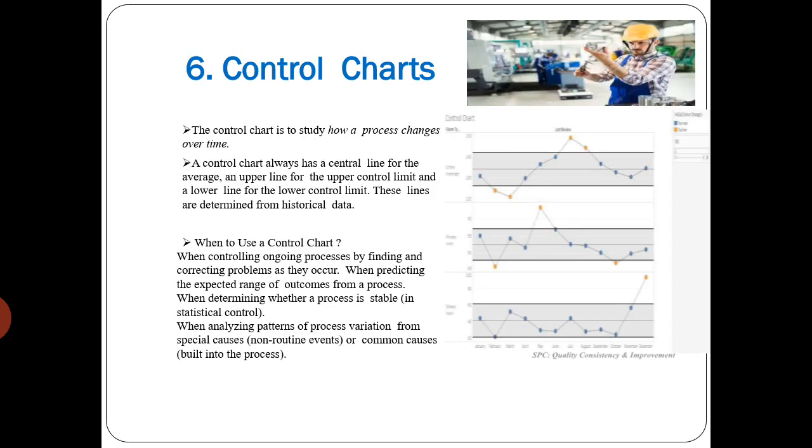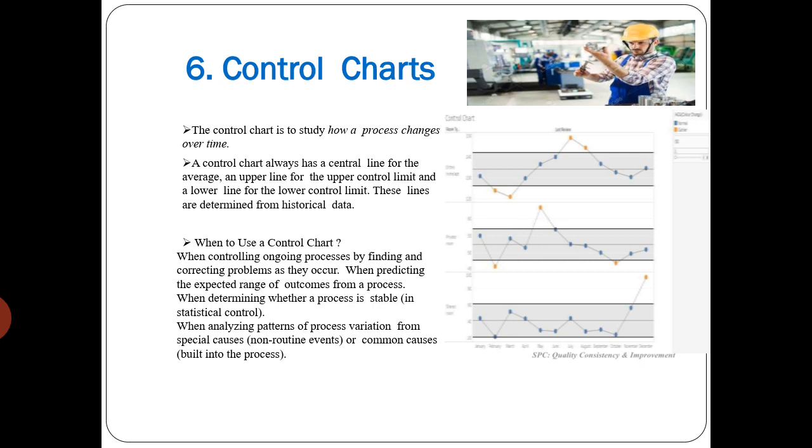Coming to the sixth, quality control, it is a very important tool, and in the next session also we will discuss control charts. The sixth one is control charts. The control chart is used to study how a process changes over time. A control chart always has a central line for the average, an upper line for the upper control limit, and a lower line for the lower control limit. These lines are determined from historical data.